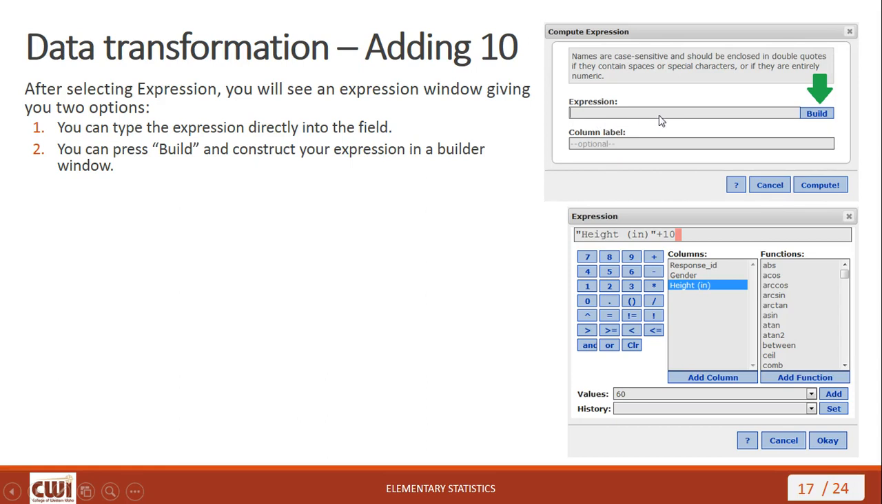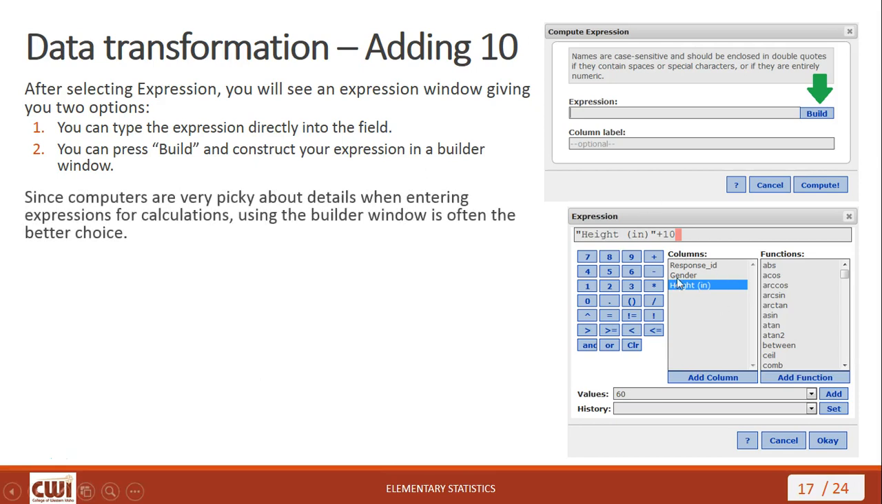You can actually type the expression that you want to perform the transformation into the expression field here. The other option you have is to press the Build button you see there at the end. That's the option that I like to do because we all know computers are very sensitive to syntax and how you input values into them. So in order to avoid potential errors with syntax, I just hit Build so that I get a nice little builder window that pops up here, and then I can use this builder window to build my expression so that the syntax that I use is appropriate.